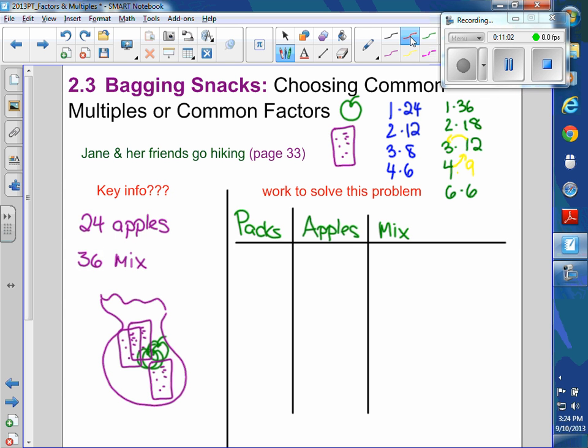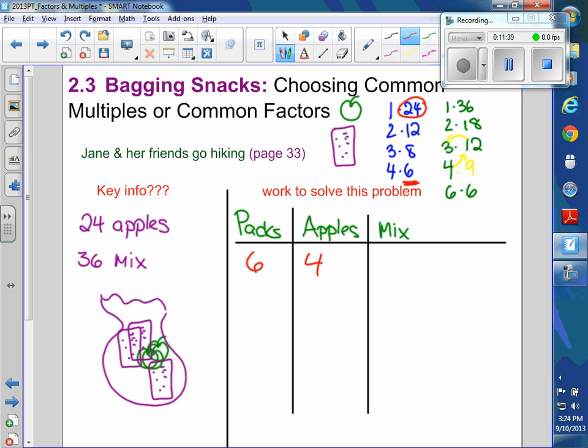Okay. So if we look at the factors, then we can figure out what factors will work. So you think I could have 6 packs? Somebody said 6? Okay, well, let's try 6. If I had 6 packs, how many apples would I have? Because I have to divide the 24 apples evenly. Yeah, Allie. If I had 6 packs and I only have 24 apples, then it would be 4 apples. I'd have 4 apples, right?